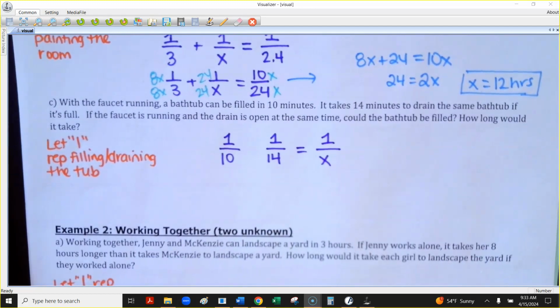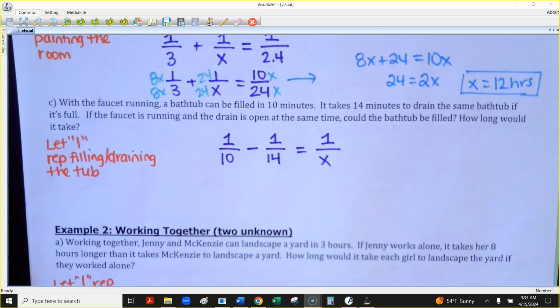What would you put in between those two fractions? Are they working together? No, right? The drain is pulling water out of the tub. So what would you put between them? Subtraction, yeah, because the drain is going to pull the water out while the faucet's putting the water in. So it's just a little different than those other two. Still a work rate problem, but the two objects here are working against each other. Okay, now, what should we use as a common denominator with 10, 14, and x?